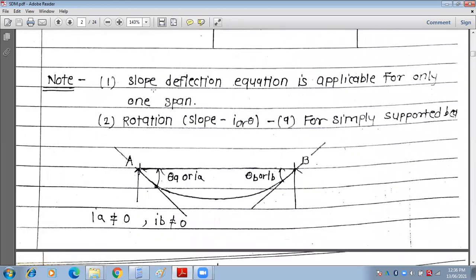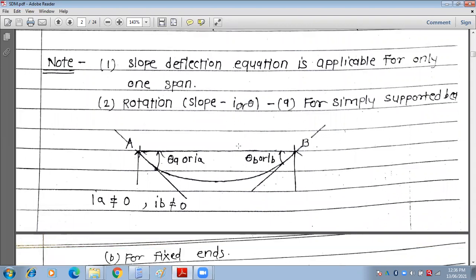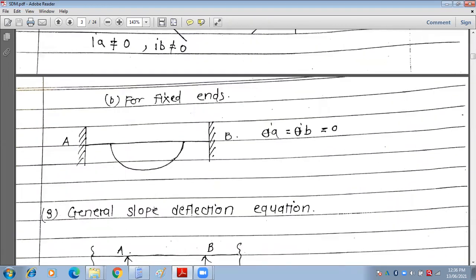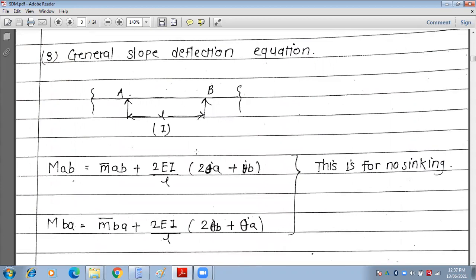Note number 1: the slope deflection equation is applicable for only one span. Rotation, or slope, is represented by the letter theta. For a simply supported beam, this theta will not be equal to 0, and for a fixed beam, the slope at that particular support is always 0. The general slope deflection equation is for non-sinking of supports.